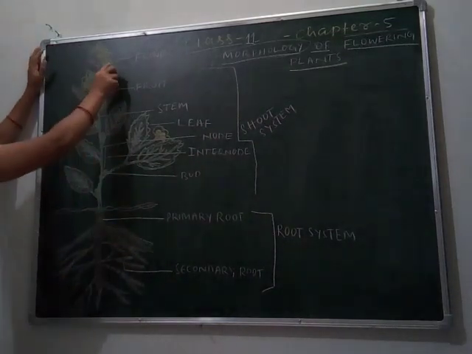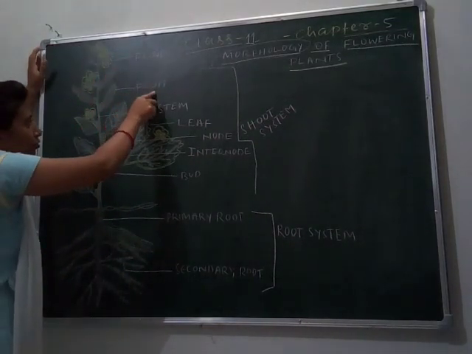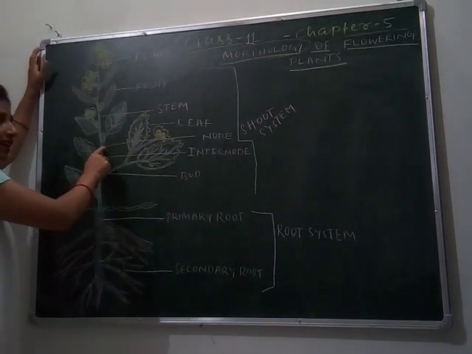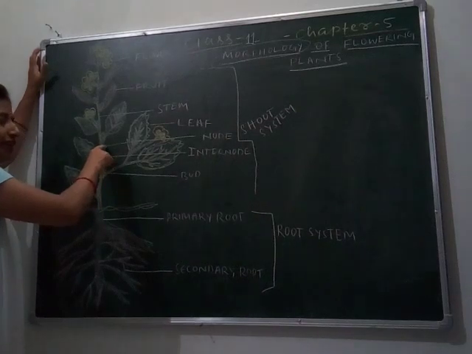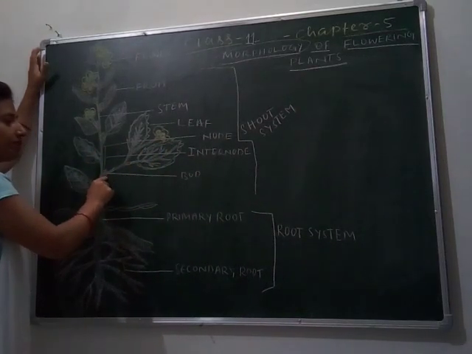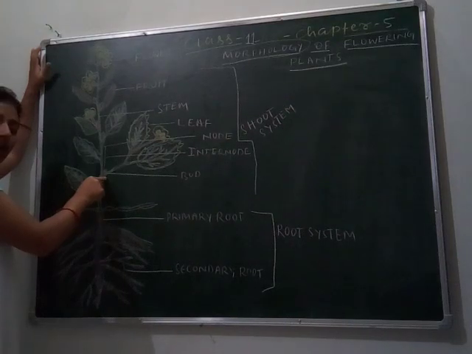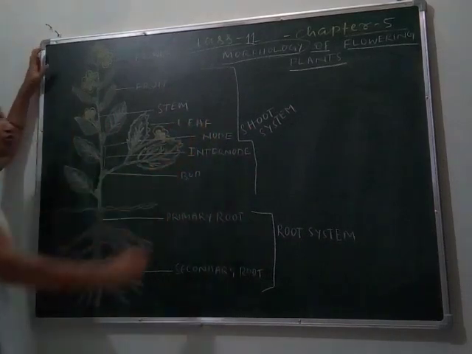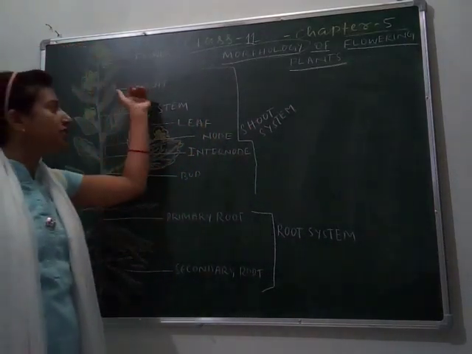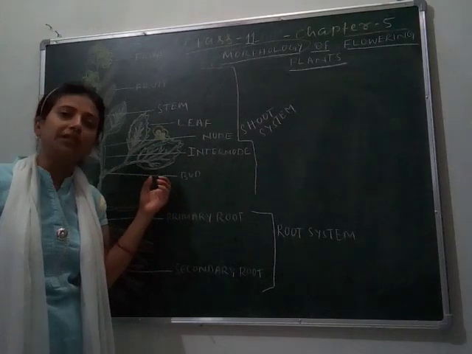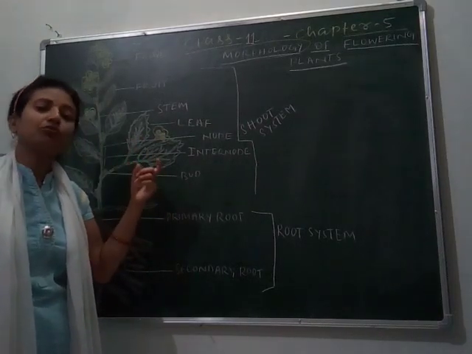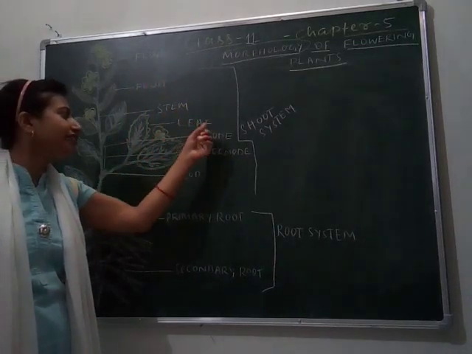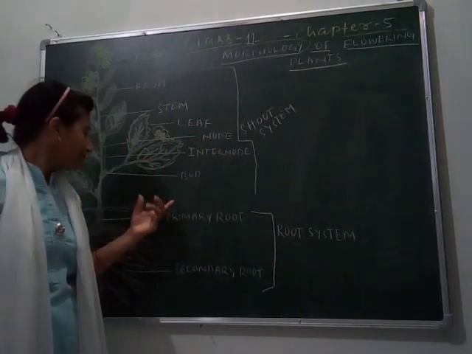Here you can see this is the flower, then fruit, this is stem, this is leaf, this is node from where leaves arise, this is internode, the gap between two nodes, this is bud, which further gets converted into either flower or leaf. These parts constitute the shoot system. Do you understand? So what does the shoot system consist of? Flower, fruit, stem, leaf, node, internode, bud, etc.